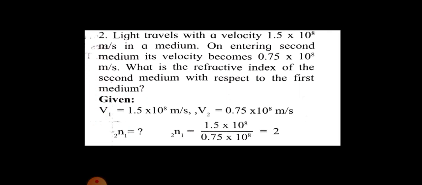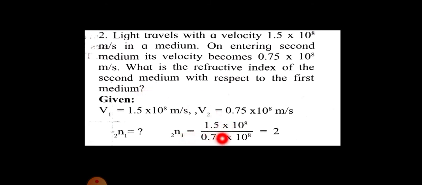Then this is a solved question which I have taken just for your information. Just read the question. Light travels with a velocity 1.5 into 10⁸ meter per second in a medium. So we are going to take V1, that is 1.5 into 10⁸ meter per second. On entering the second medium, its velocity became 0.75 into 10⁸ meter per second. So V2 we are going to take as 0.75 into 10⁸ meter per second.